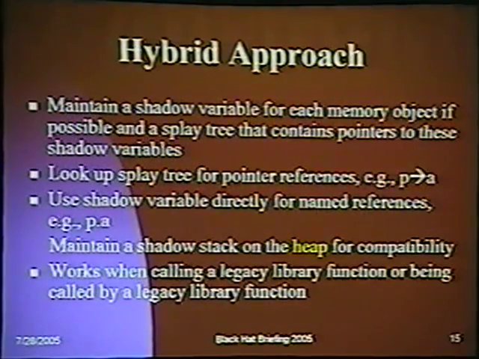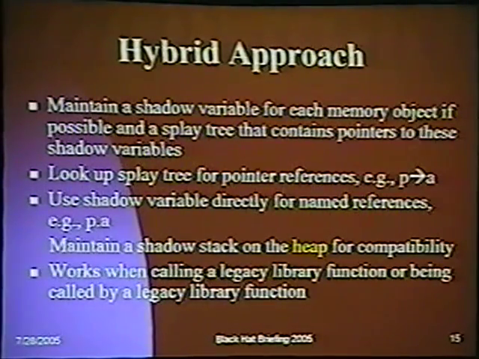So Cache actually uses a hybrid approach. We try to maintain the compatibility as much as possible. So in general, it's a Splay Tree. But we know that Splay Tree is very slow, right? Because for every memory reference, you have to look up that Splay Tree. So we try to take advantage of the fact that many memory references are so-called named references. You don't need to dereference a pointer. In those cases, we use a shadow variable. And only for pointer references, we use Splay Tree, okay? So that's the key idea.